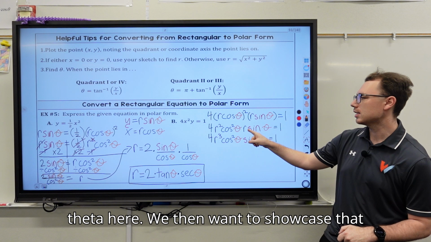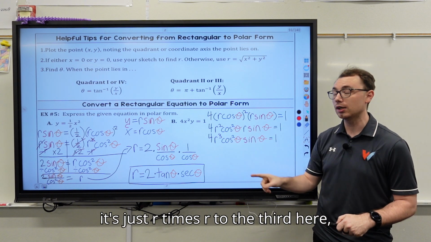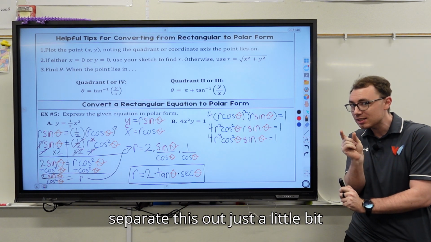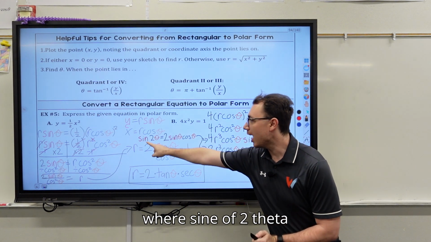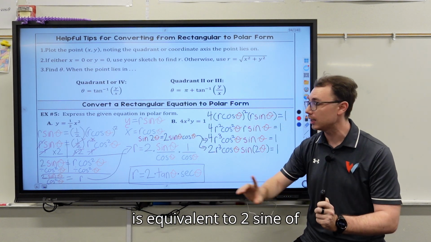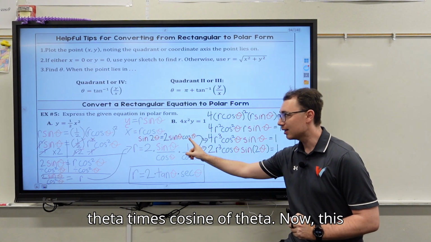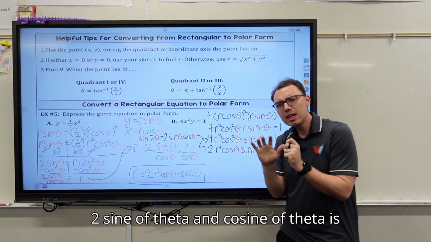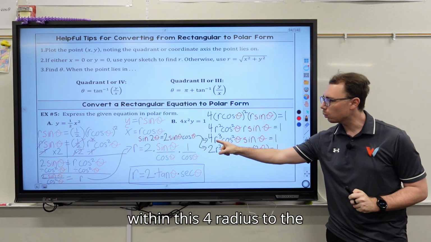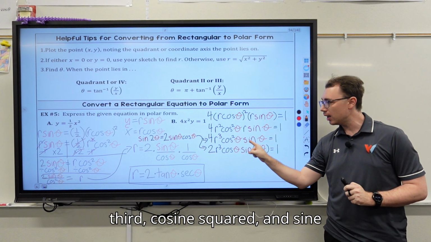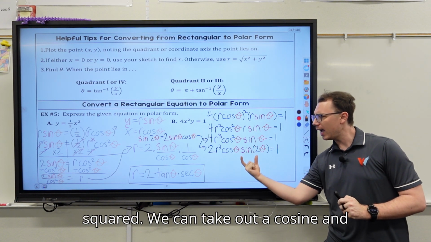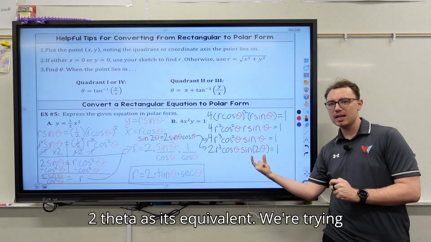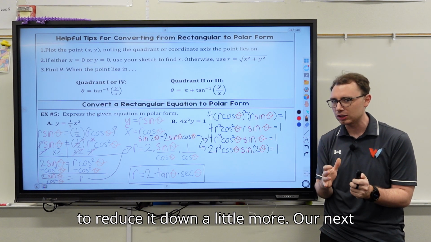We then want to showcase that it's just r times r to the third here, and notice that we can actually separate this out just a little bit, where sine of 2 theta is equivalent to 2 sine of theta times cosine of theta. Now this 2 sine of theta and cosine of theta is within this 4 radius to the third, cosine squared, and sine squared. We can take out a cosine and sine in that 2, and we get this sine 2 theta as its equivalent. We're trying to reduce it down a little more.